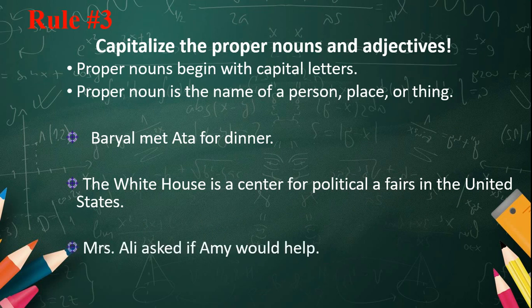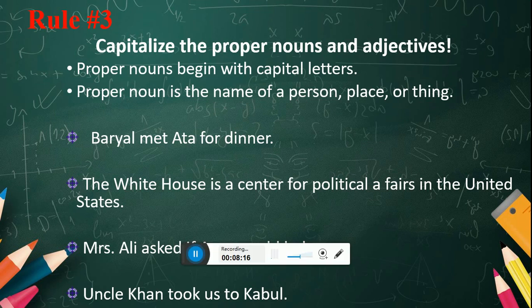Okay. See, Mrs. Ali asked if Amy would help. Mrs. Ali, the wife of Ali, asked. Ali is a proper noun, that's why it's written with a capital letter. Amy is a proper noun, that's why it's written with a capital letter. Okay. This was rule number 3. And you can see Uncle Khan took us to Kabul. Khan is a proper noun, so it is written with a capital letter. Kabul is a proper noun which refers to a place. The capital of Afghanistan is Kabul, so it's a proper noun, so it's written with a capital letter.